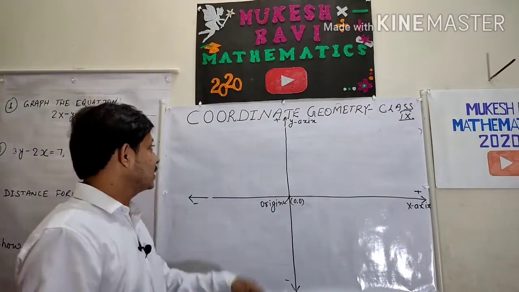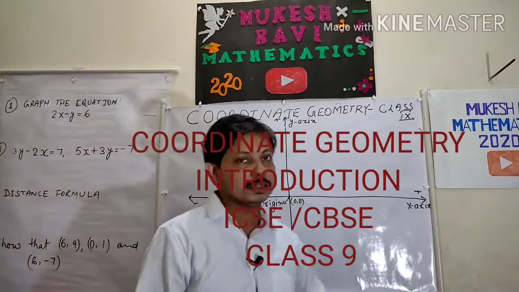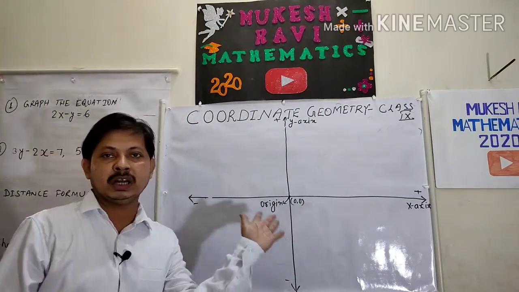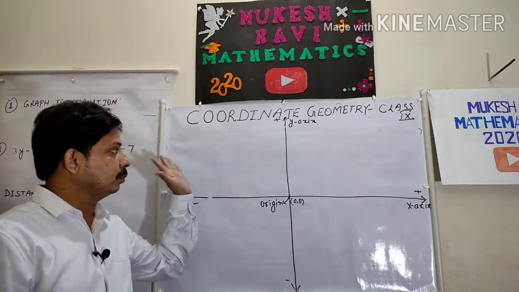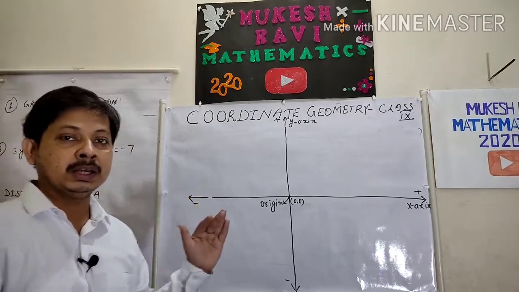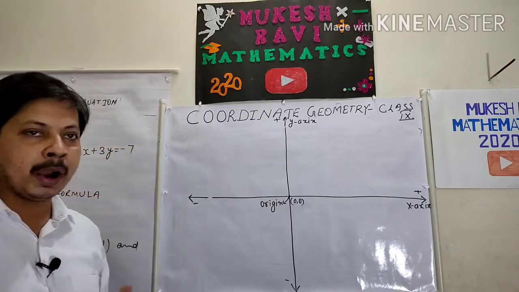Today my topic is coordinate geometry, the introduction part for class 9th students, ICSE and CBSE. Already I have posted about class 10. This is quite different from class 10. This is an introduction part because it will give you an idea about how to plot a point.